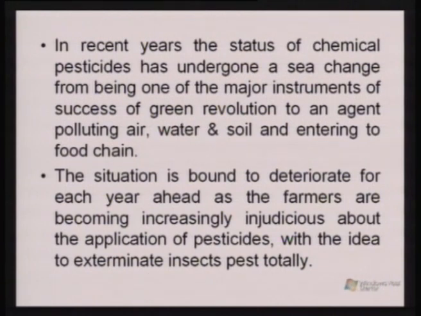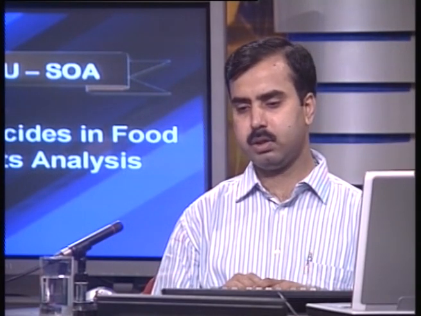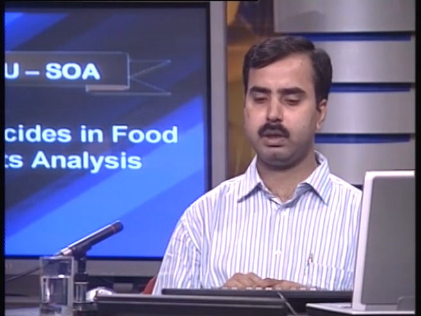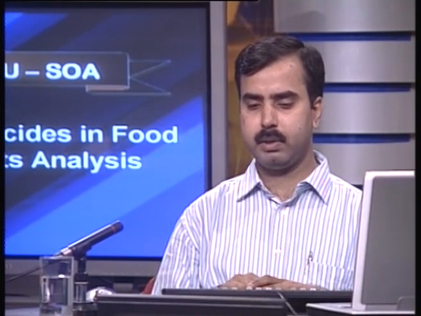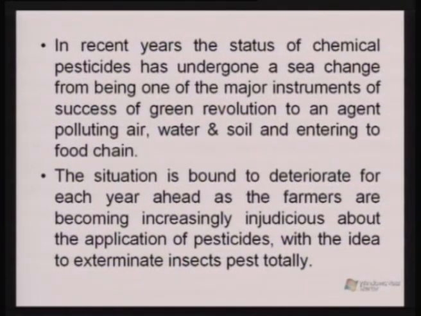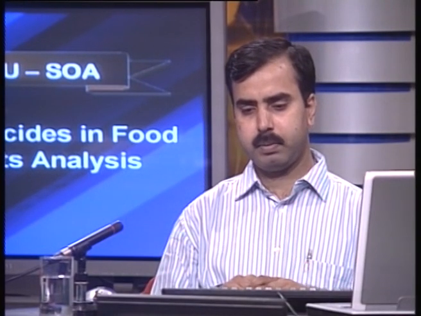These things should be taken care of while you are selecting and using a particular type of pesticide. We need to educate our people who are actually using these pesticides, say for example farmers. If we are not going for judicious use of these pesticides, then the situation is bound to deteriorate each year ahead, as the farmers are becoming increasingly injudicious about the application of pesticides with the idea to exterminate insect pests totally. Means most of these farmers are not aware of judicious use. They generally have an idea to use as much pesticide as possible to eliminate the pests or insects totally.